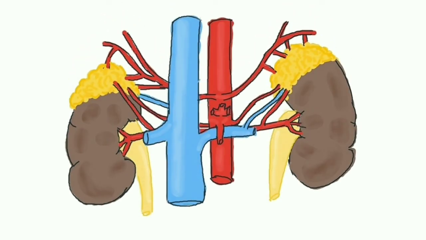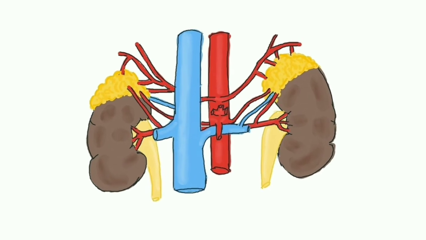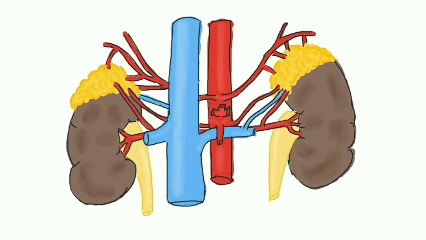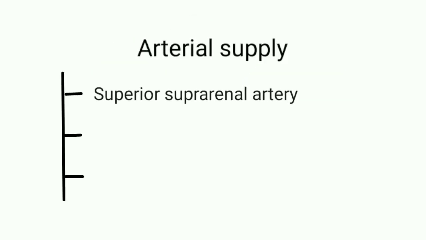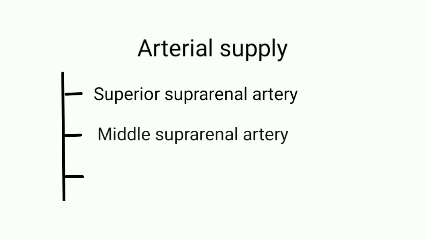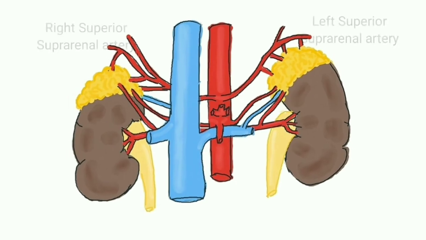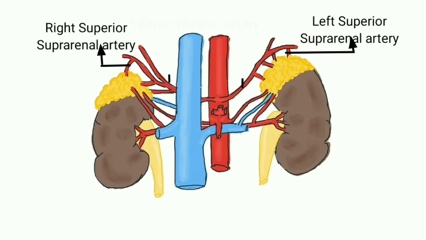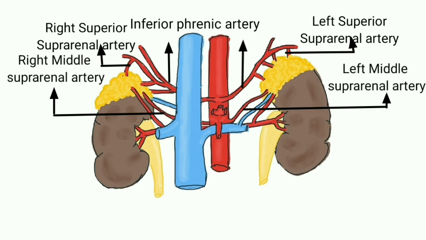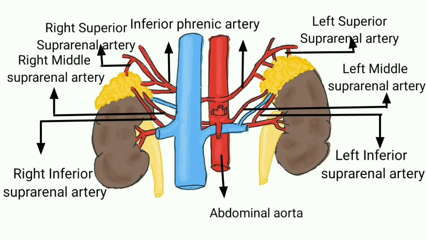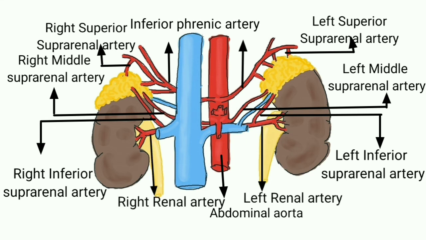Blood supply. The adrenal glands have a rich blood supply. Arterial supply. Each gland is supplied by three arteries from three distinct sources: superior suprarenal artery, middle suprarenal artery, inferior suprarenal artery. Superior suprarenal artery arises from the inferior phrenic artery. Middle suprarenal artery arises from the abdominal aorta. Inferior suprarenal artery arises from the renal arteries.